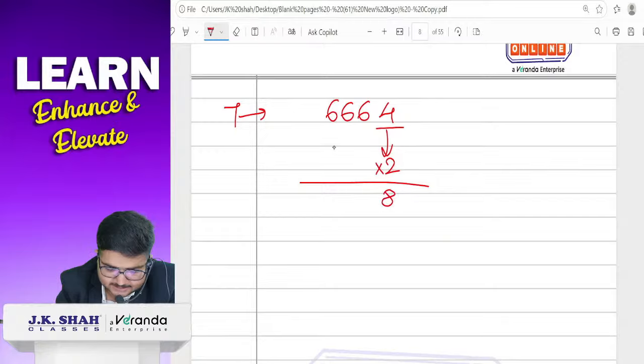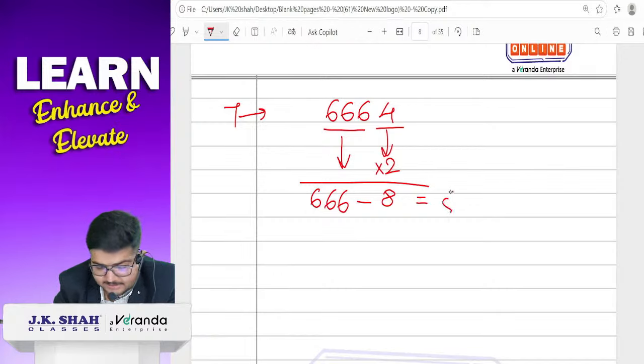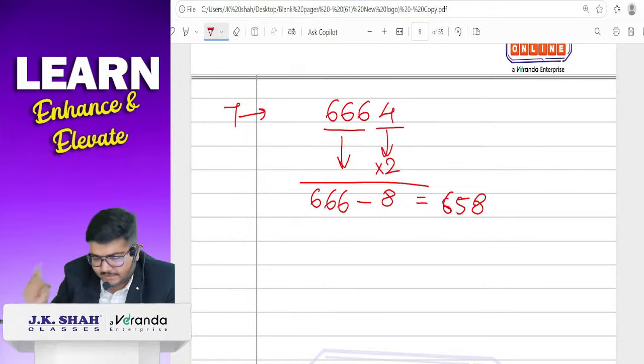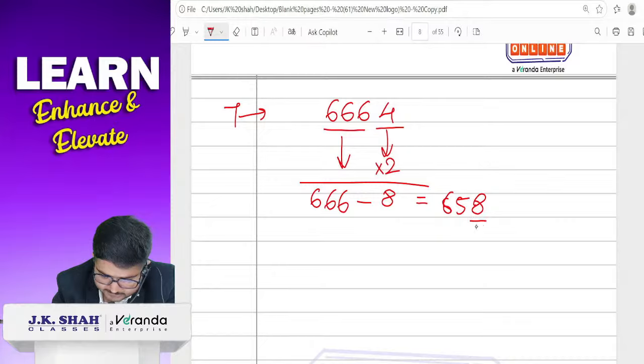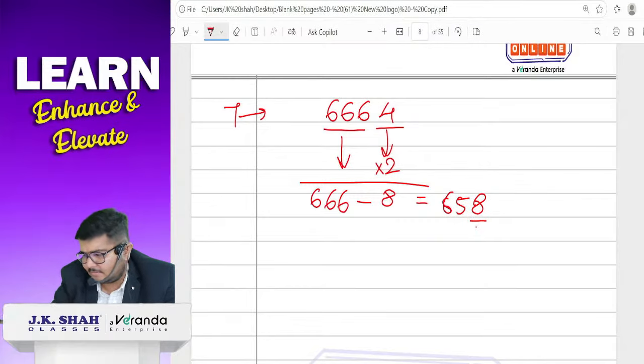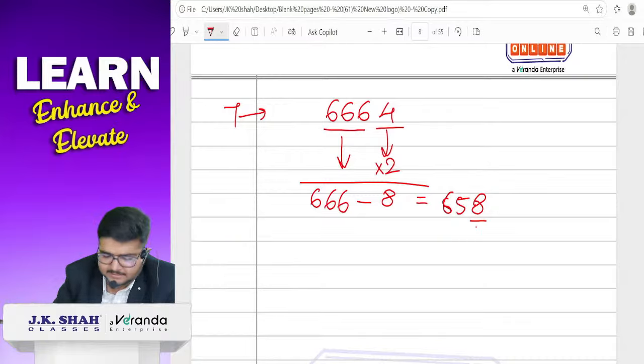The answer is 8. And now bring down the remaining digits. 666 minus 8 is 658. Now you have to remember this because you are solving it in your mind. 658. Now you have to do the same steps. You have to just repeat the same step.